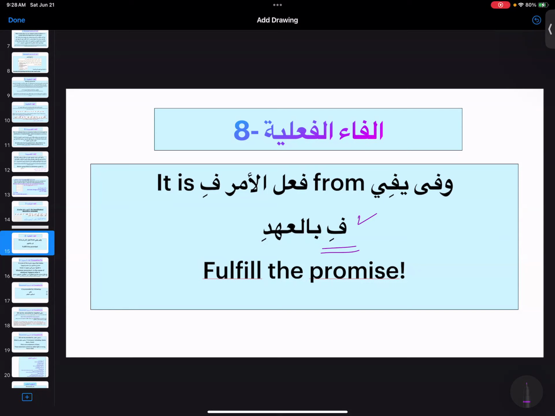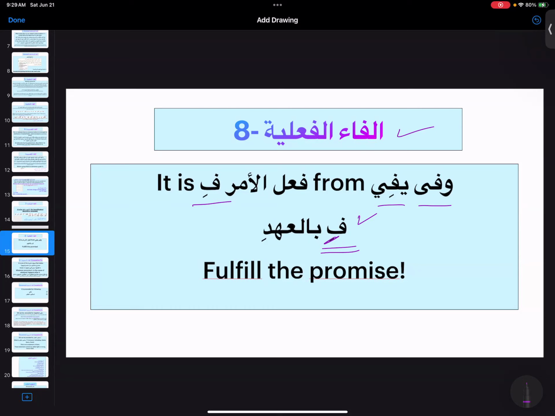And this fail, like a fail amar, when we are going to wafa yafi, right? What would be the amar of it? Fi. With a fi, right? Same like we have waka, right? And then we have fi. Yeah, fi. Right? So one letter which is giving you a meaning of a command, right? So fi bil ahdi, fulfill the promise, right? So this fa, they say that we can call it fa failure.